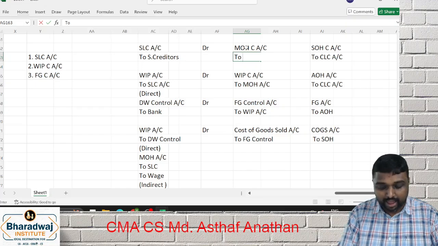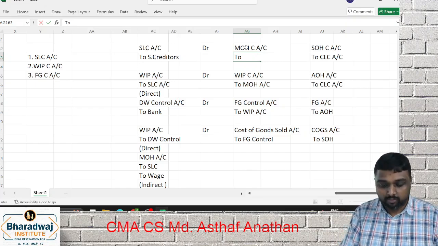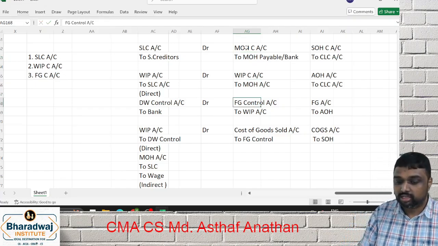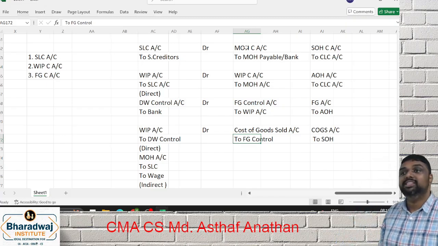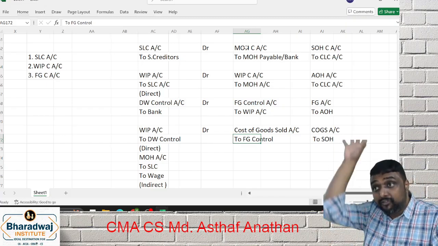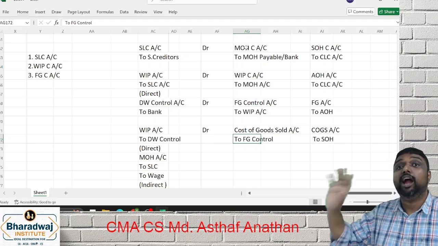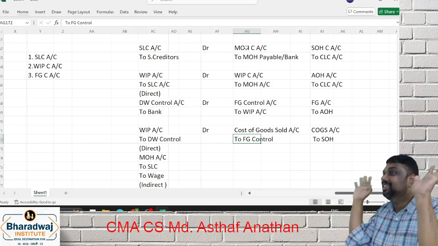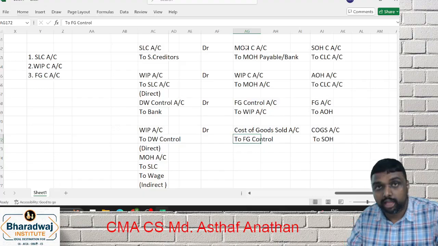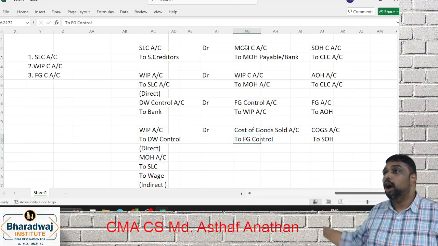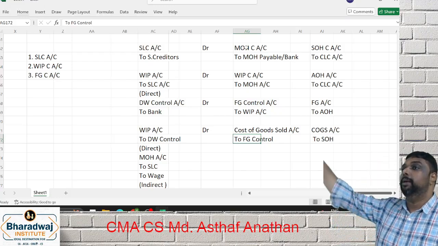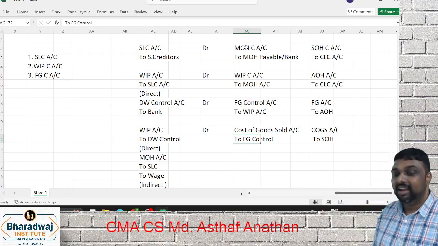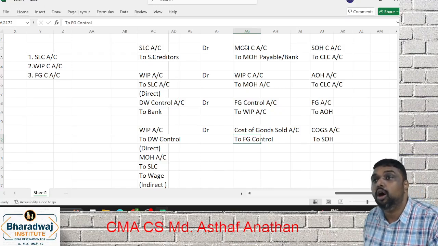If you paid, it will be bank, otherwise payable. Manufacturing overhead payable or bank, depends. This will not change. So which one will change? Wherever the CLC comes. Apart from this, you will have additional accounting entries also. That is the integrated specialty. Integrated means accounting and costing both together. So apart from that, you will have accounting entries also, like cash received from debtors, cash paid to creditors.